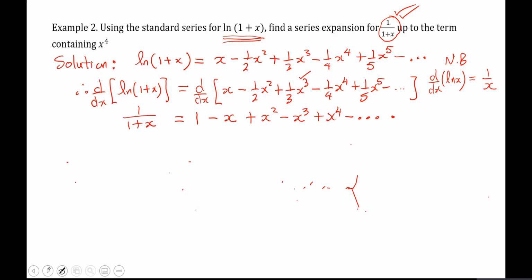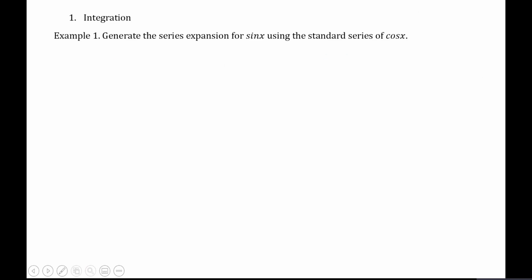Now, do we only differentiate? No, we can also integrate. Let's look at example 1. Generate the series expansion for sine of x using the standard series of cos of x.